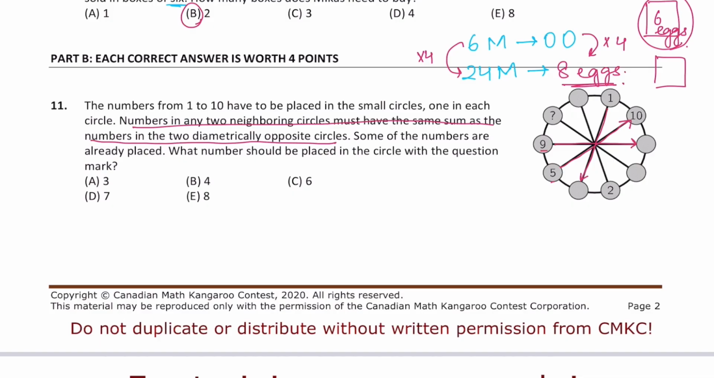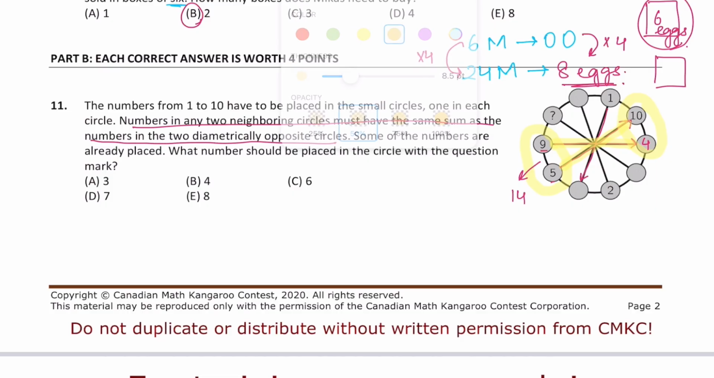Now, the condition is that if I have 9 and 5 together, the diametrically opposite circles are, opposite to 9 is this, and opposite to 5 is 10. So adding 9 plus 5 should be equal to adding 10 plus something. 10 plus something is equal to 9 plus 5, which is 14. 10 plus 4 is 14. So that is what will go in here.